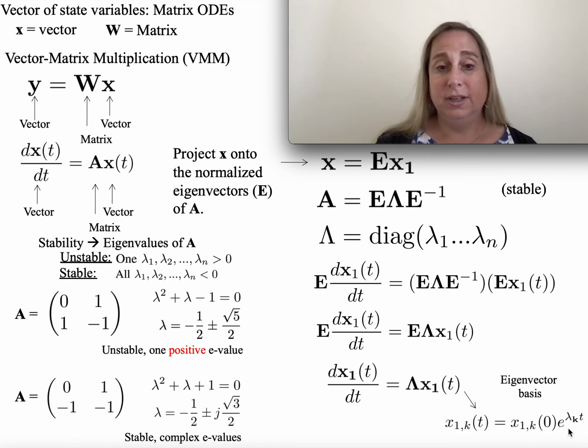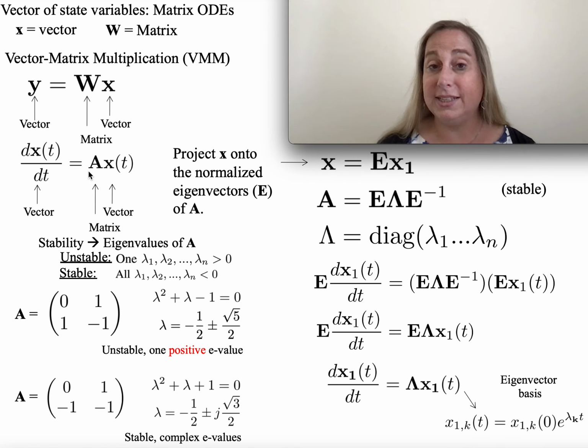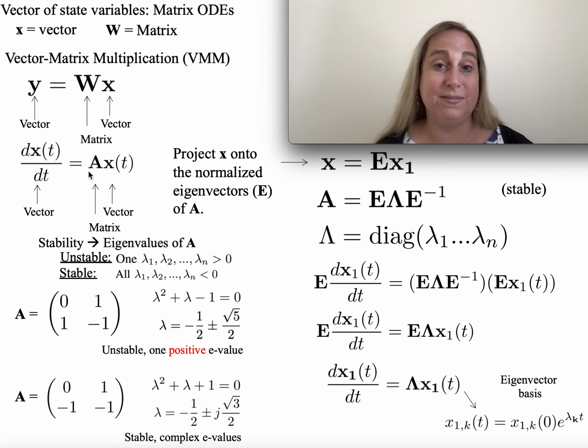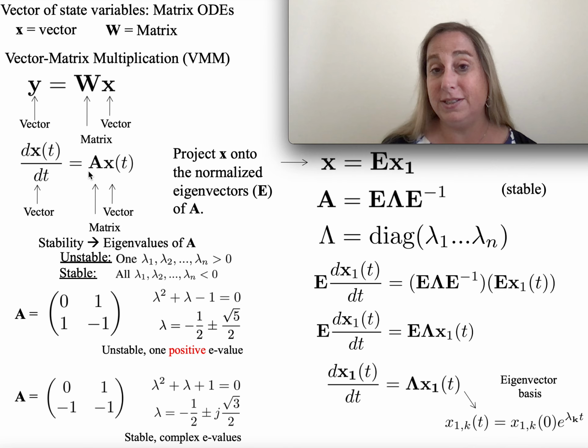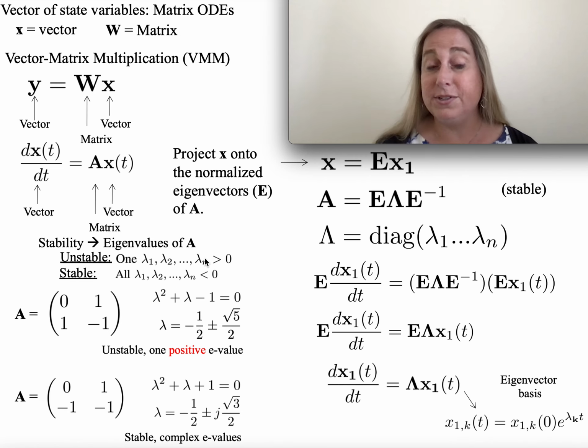Kind of cool. Not surprising: if this was a scalar, and that scalar a was negative, this would be stable. If that variable was positive, it would be unstable and go off to infinity. So you can get very specific if you pick two different values for your A matrix, again very similar ones. Unstable is if one of the eigenvalues is greater than 0. Stable is if all of them are less than 0.